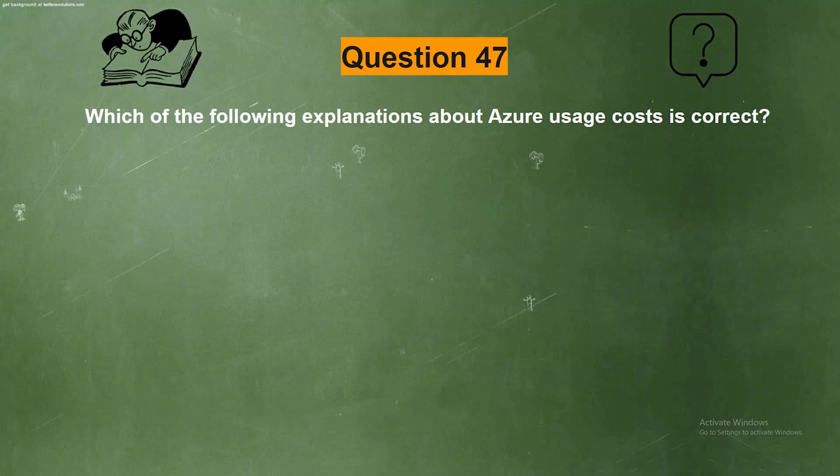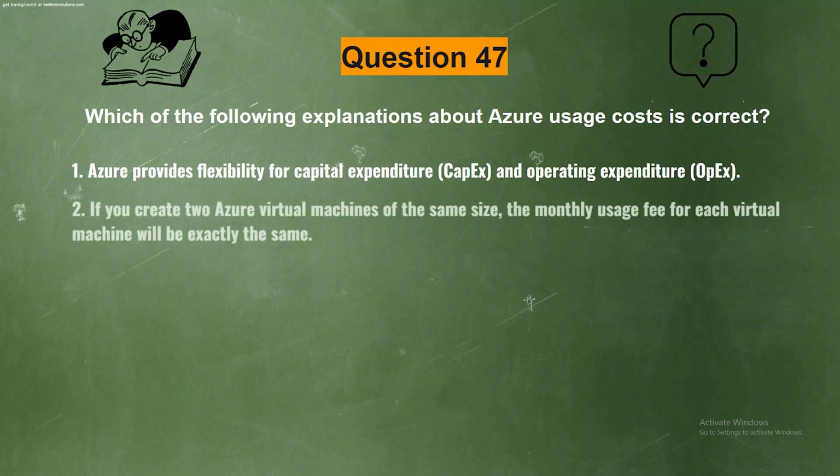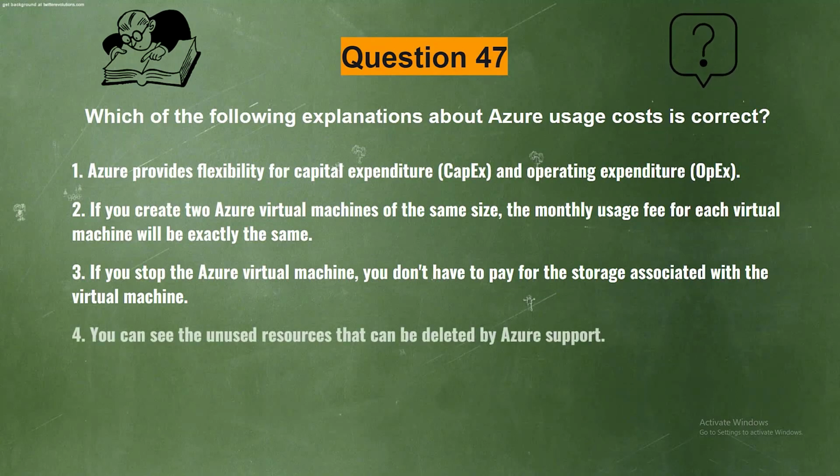And the options are: Option 1. Azure provides flexibility for capital expenditure and operating expenditure. Option 2. If you create two Azure virtual machines of the same size, the monthly usage fee for each virtual machine will be exactly the same. Option 3. If you stop the Azure virtual machine, you don't have to pay for the storage associated with the virtual machine. Option 4. You can see the unused resources that can be deleted by Azure support.